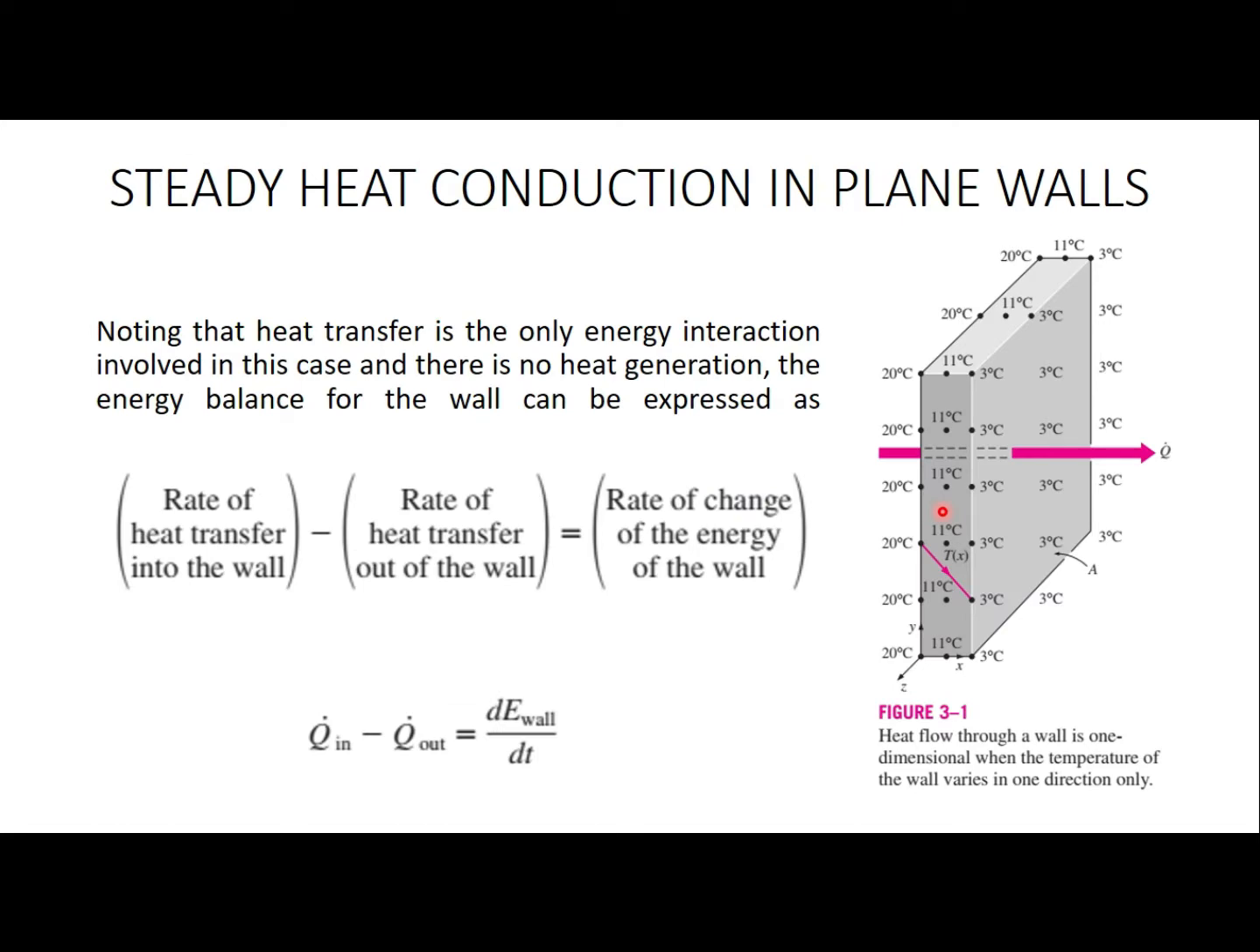In this topic, let us try to understand the steady heat conduction in plane walls. First of all, try to understand this diagram: this is a rectangular plane wall, and one side of the wall has a temperature of 20 degrees centigrade and the other side has a temperature of 3 degrees centigrade, and in between the wall has a temperature of 11 degrees centigrade. Obviously the heat will be conducted from the higher temperature to the lower temperature, so the direction of the heat would be from 20 degrees centigrade to 3 degrees centigrade.